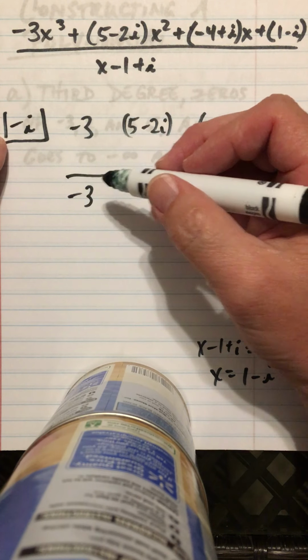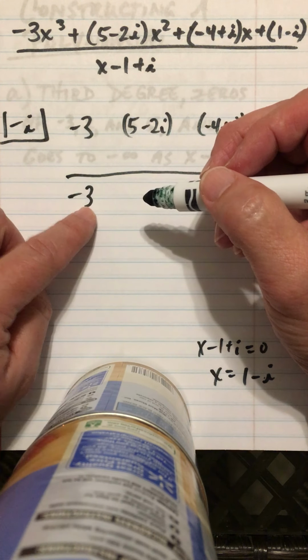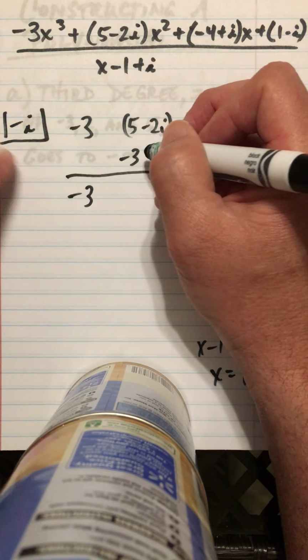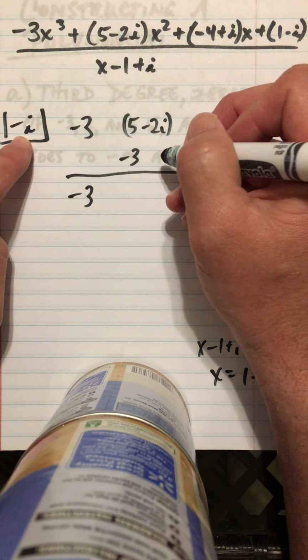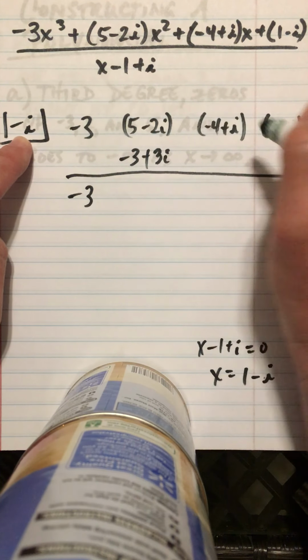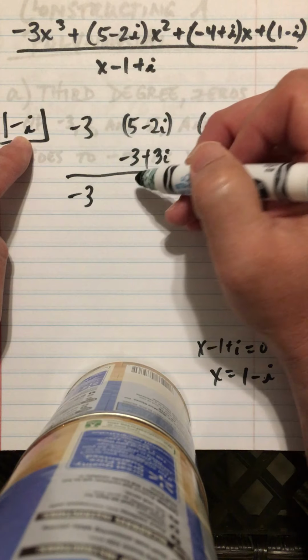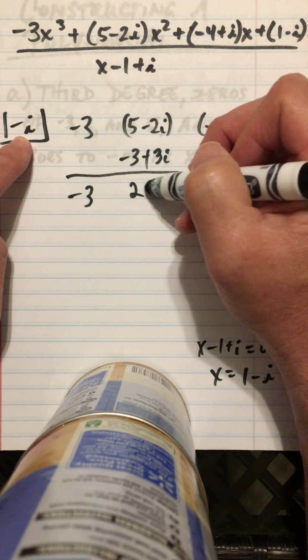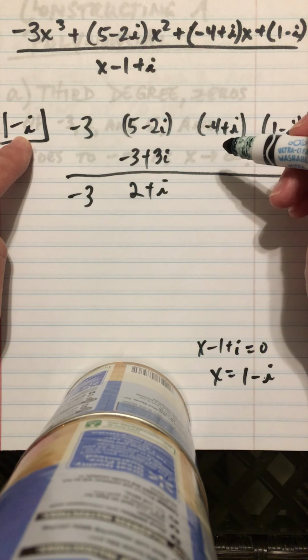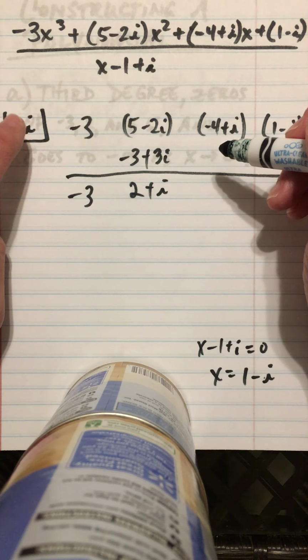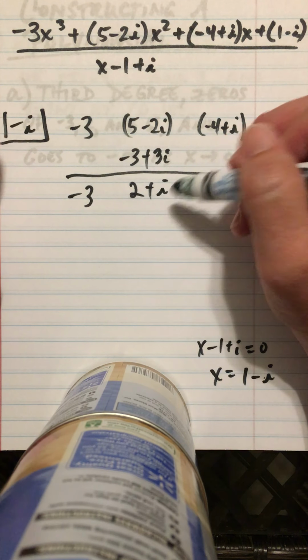Multiply that times the box. You're going to have to distribute this. You got to say -3 times 1 and -3 times a negative i, which is a positive 3i. Now add. It's going to give you 2 plus i. Now you got to say 1 minus i times 2 plus i.